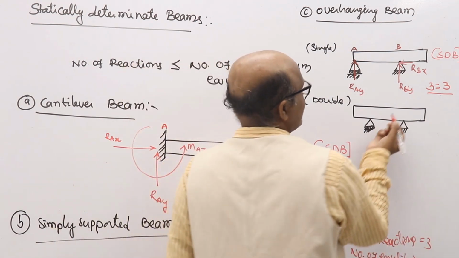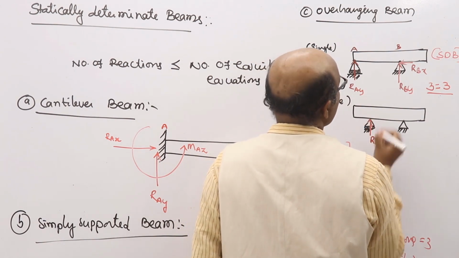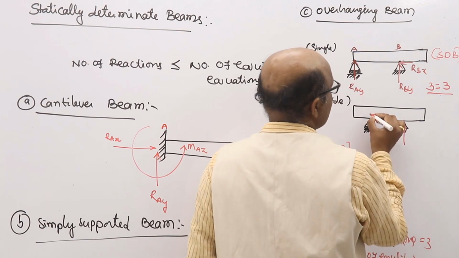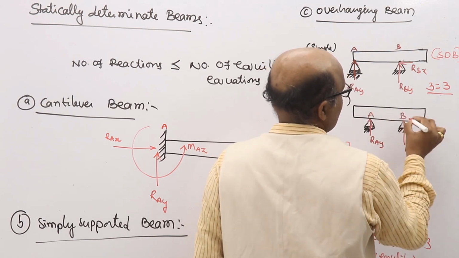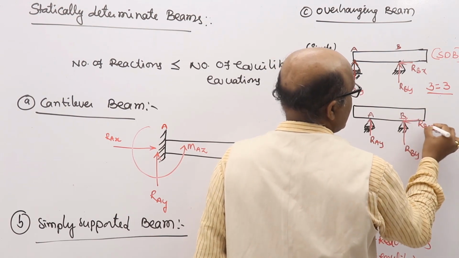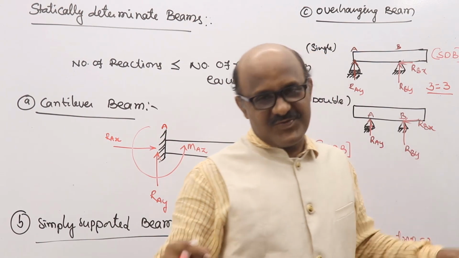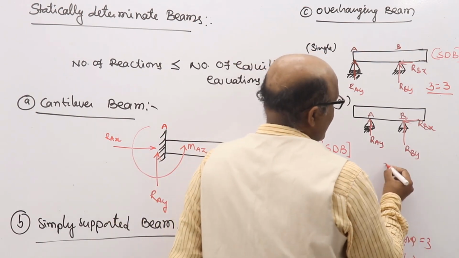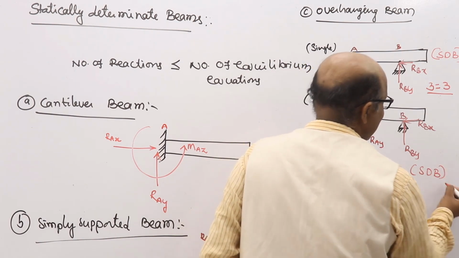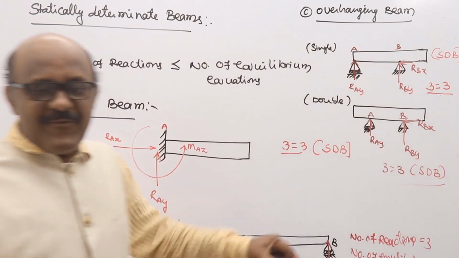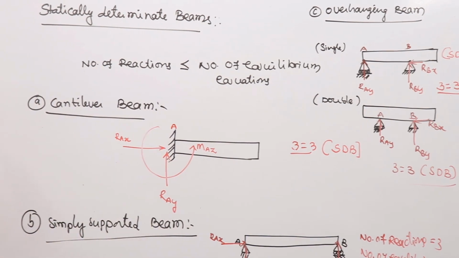Now coming to here also, same. Here is a roller support, this is RAY. This is a hinge support. This is A point, this is B point. This is RBY, and this is RBX. Here also the number of reactions is equal to 3, and the number of equilibrium equations is also 3. So it is also a statically determinate beam, my dear students. All of you clear? It is about statically determinate beam, my dear students.